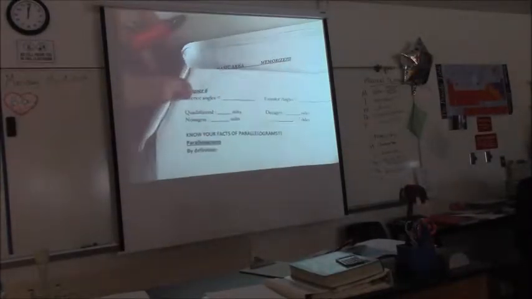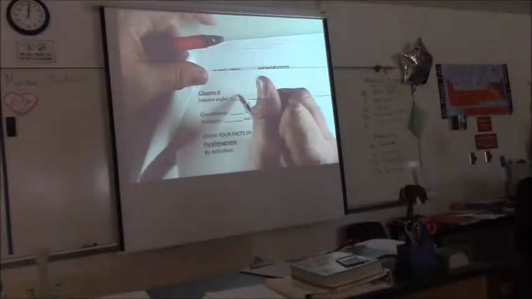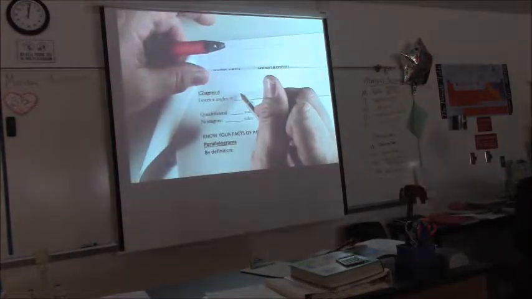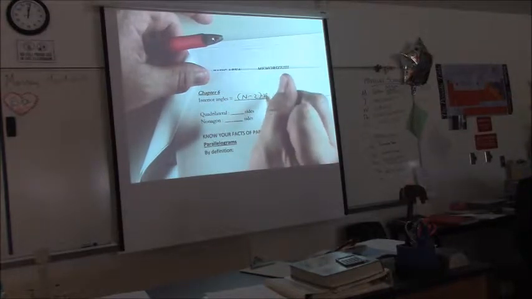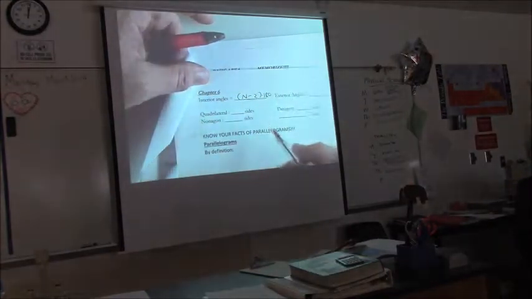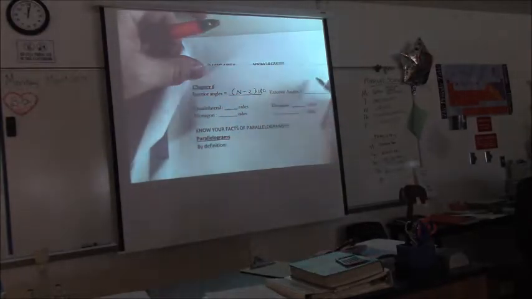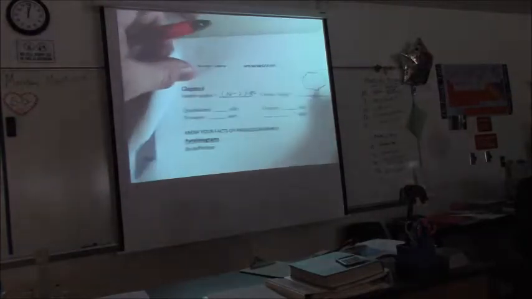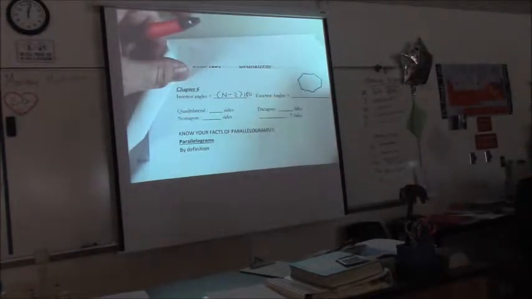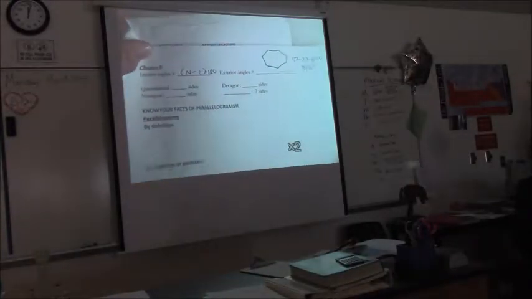So first let's start with polygons in general. What's the formula for the interior angles of a polygon? N minus 2 times 180. It's always the number of sides minus 2. So if I had a 7-sided figure, it should be 7 minus 2 times 180, which is 900 degrees.